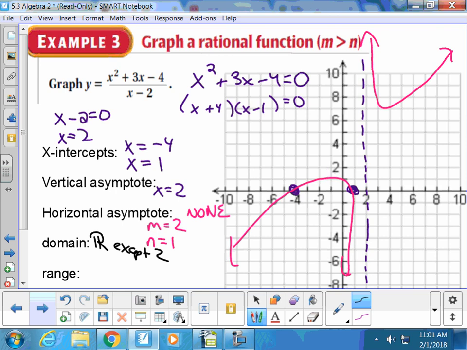And then range? I would just go with all reals for range. I know it technically cuts off in here, but there's no asymptote that's forcing that cutoff, so for what we're doing in this class, all reals would be fine.